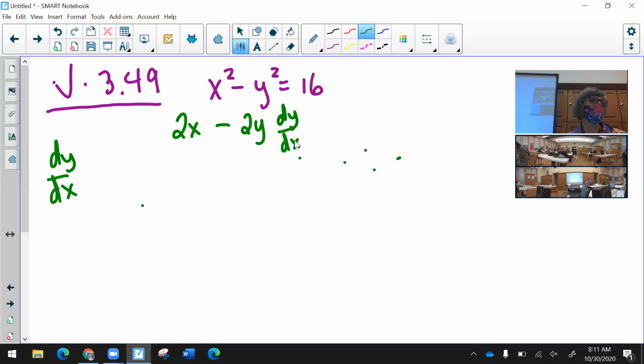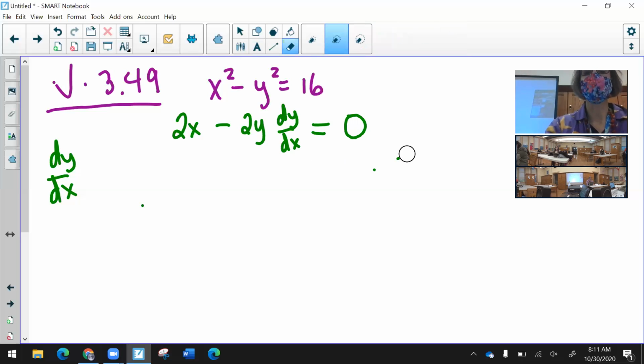Oh, I see. I figured out that's the problem. I can do the derivative of 16 plus 15. So that of course is going to be equal to 0, because when I have a constant term, its derivative is 0. That's what I meant to say. Okay. So now what I do is I solve for dy/dx.